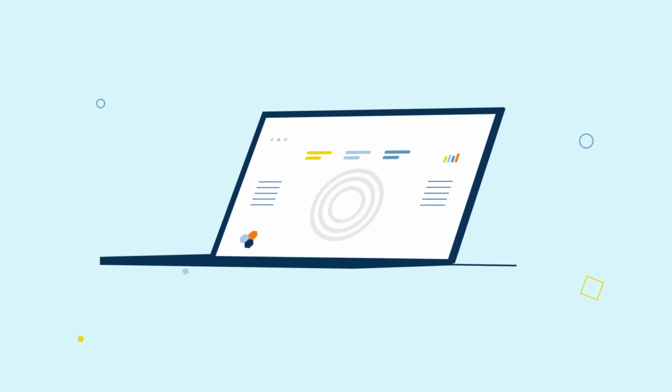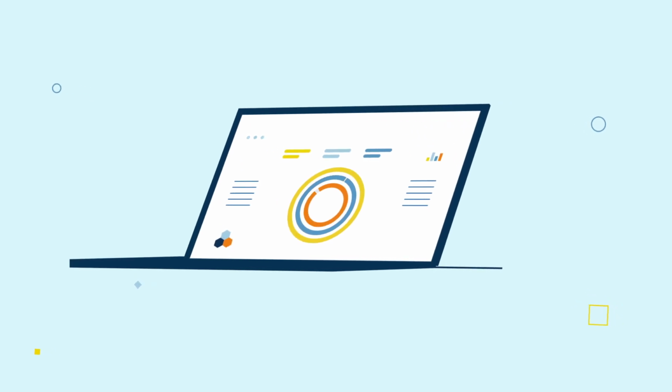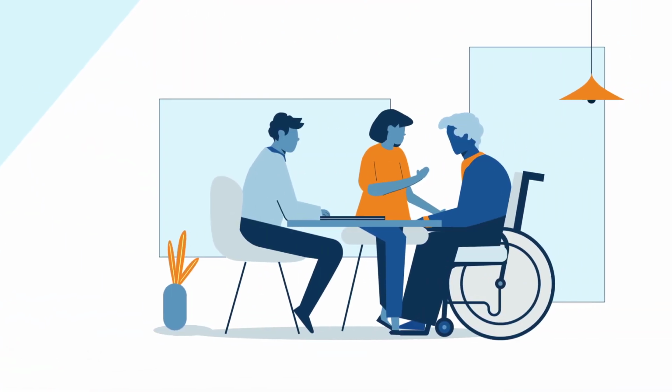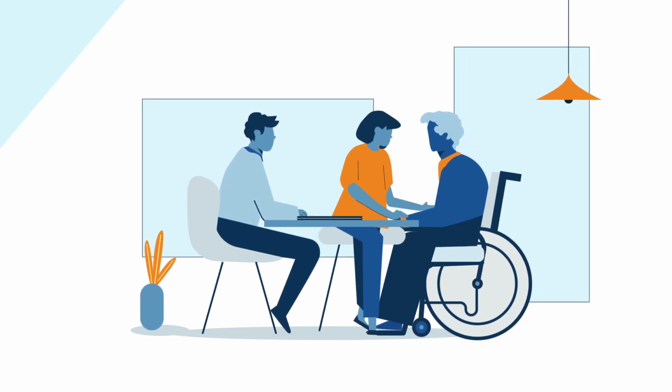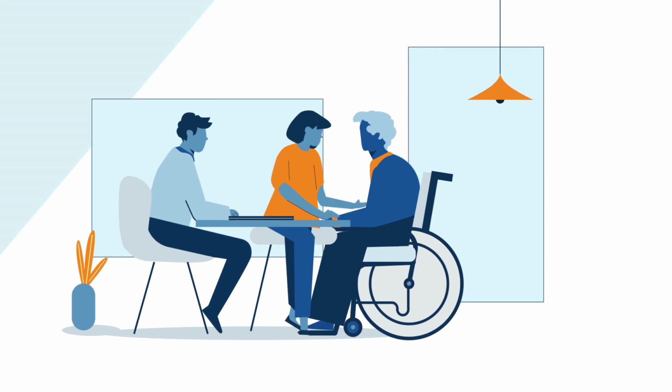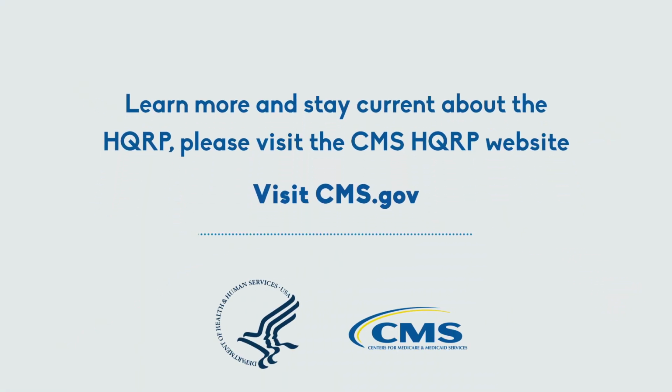Through quality measures, the HQRP provides holistic insights into hospice care and helps patients, families, and caregivers make informed decisions to assist in selecting a hospice. In addition to Care Compare, please visit cms.gov and search HQRP to learn more.